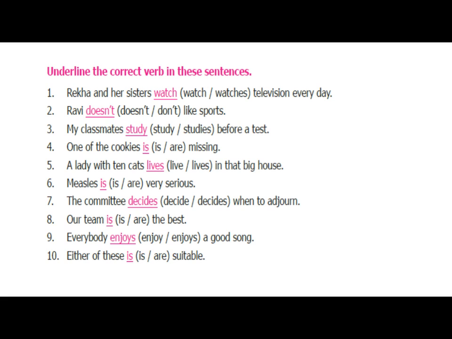Then second one, Ravi doesn't like sports. Ravi is singular, that's why we are using the singular verb. My classmates study before a test. Classmates is a plural noun, so we are using the plural verb. One of the cookies is missing. So after the term one of, we have to use the singular verb. A lady with 10 cats. Here we want to take the lady itself. A lady with 10 cats lives in that big house.